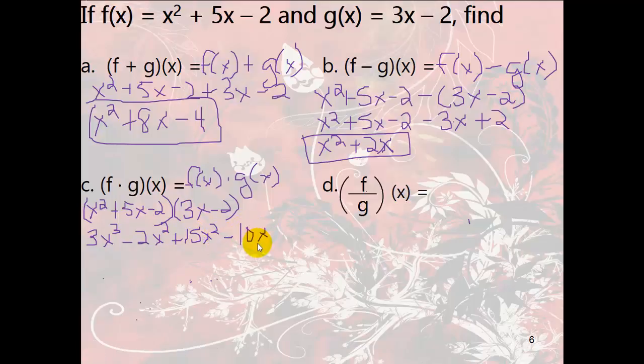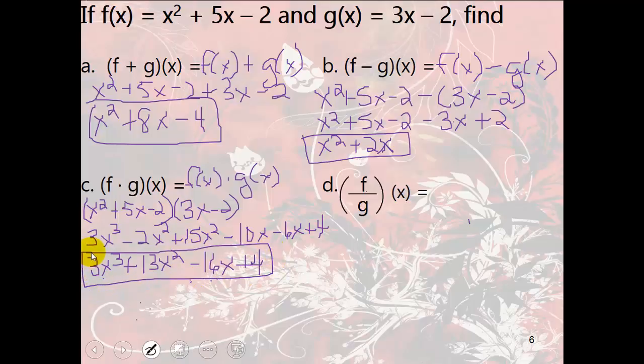Minus 10x minus 6x plus 4. Now I'm going to gather up like things, and I get 3x cubed plus 13x squared minus 16x plus 4. And this is my product function, f times g of x. It's another function made out of multiplying two functions together.